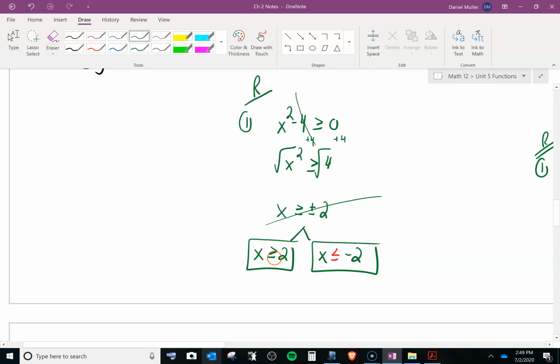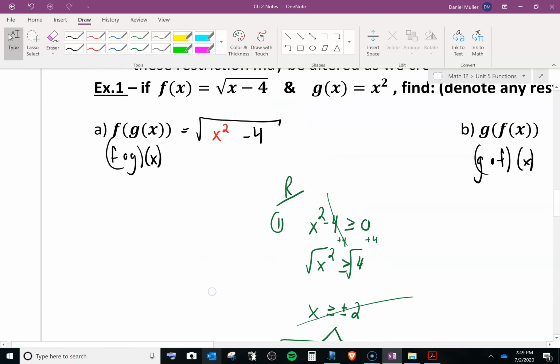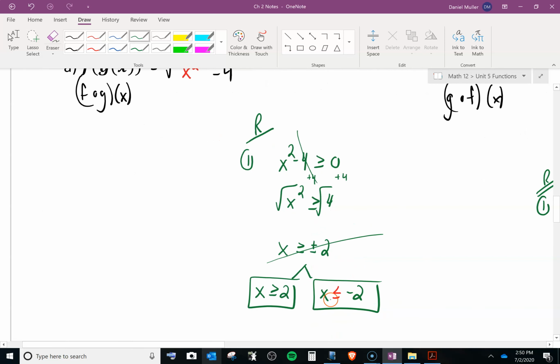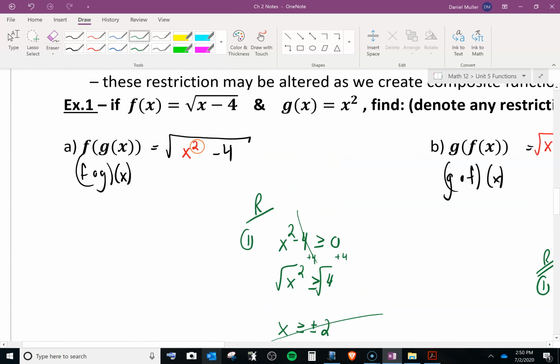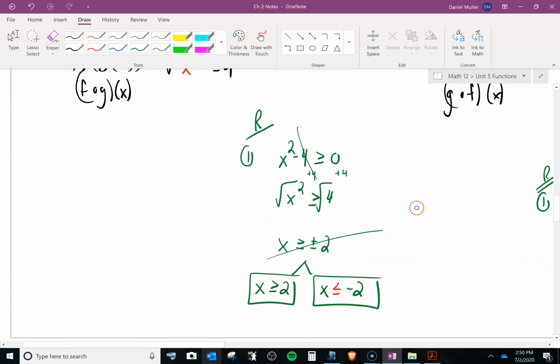So for instance, if you had 5 here, you put a 5 in, 5 squared is 25, 25 minus 4 is 21. That's a positive number. You're allowed to square root it. And say you chose a number smaller than negative 2, maybe negative 5. Put negative 5 in here, negative 5 squared becomes positive 25. And again, 25 minus 4 is 21. So the square root of 21 is positive. So that is how this works.